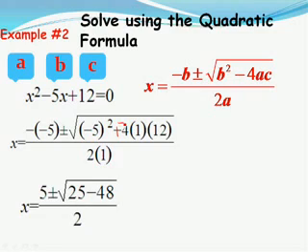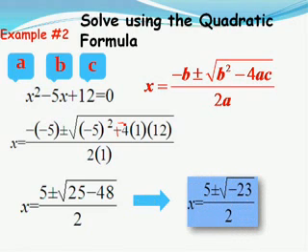Simplify the under-square-root expression, and you end up with the answer, which is 5 plus minus the square root of -23 over 2. Now there is a kind of complication here. When you try to punch on your calculator -23 and take the square root of -23, you'll get an error message.